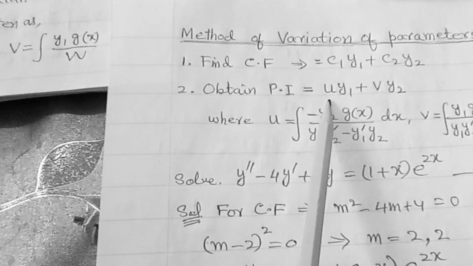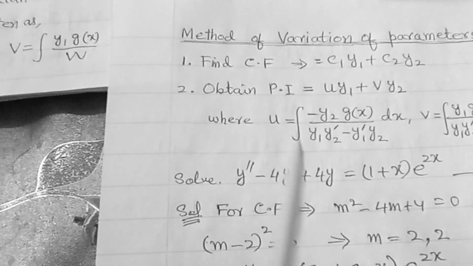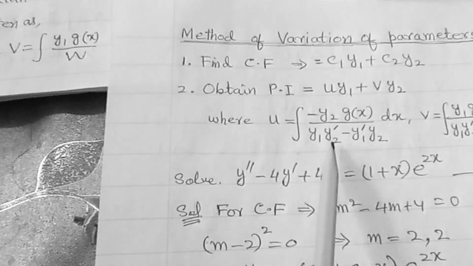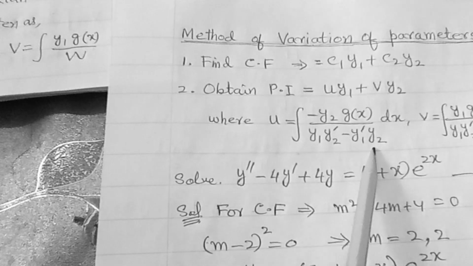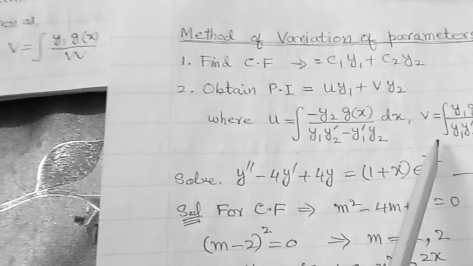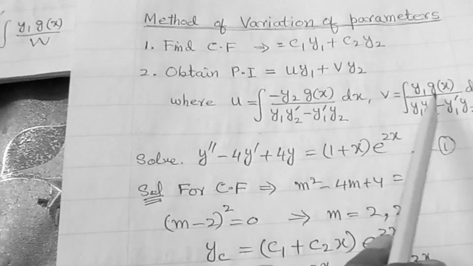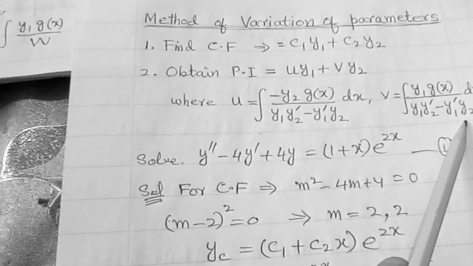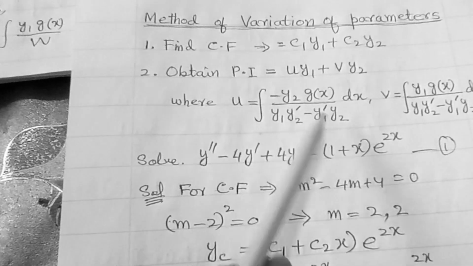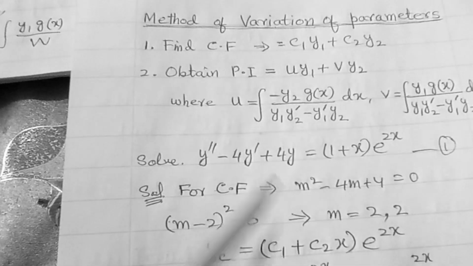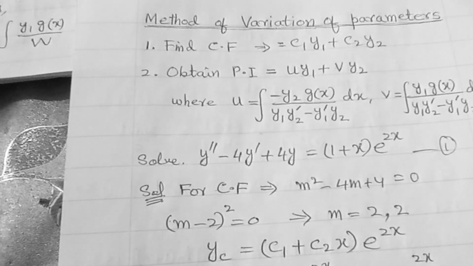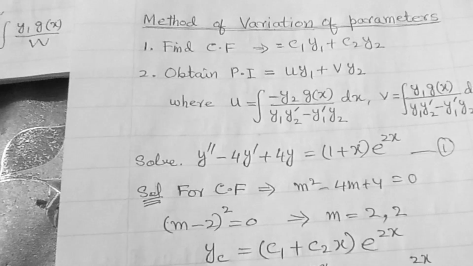And what is the formula for finding the value of u? That is the integral of minus y2 g of x upon y1 y2 prime minus y1 prime y2 dx. Similarly, the formula for finding the value of v is the integral of y1 g of x dx divided by y1 y2 prime minus y1 prime y2. This factor in the denominator is also known as the Wronskian of the functions. So let's see how we can find the solution of a differential equation using this technique.